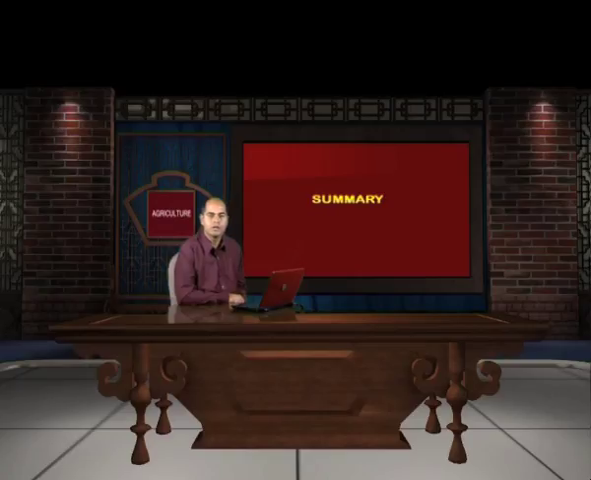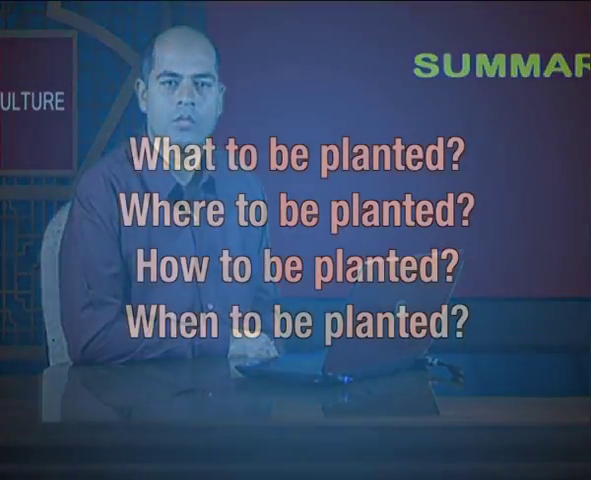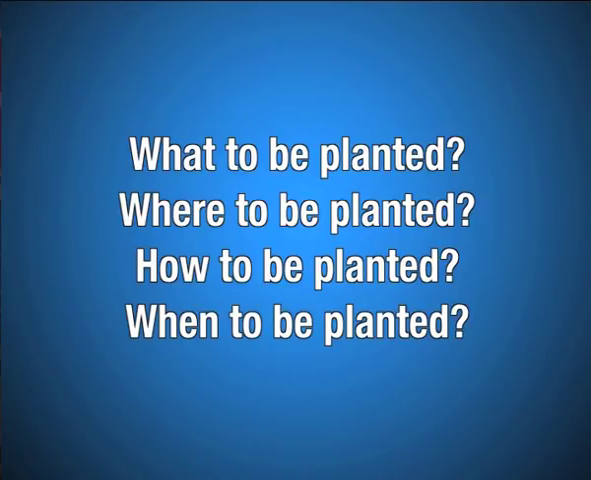Dear viewers, today we have discussed the establishment of an orchard, selection of site and systems of planting. As you all know, establishment of an orchard is a long-term investment and requires meticulous planning about what to be planted, where to be planted, how to be planted and when to be planted. While establishing an orchard, pre-planning about the pathways, the system of irrigation, the fencing and the windbreaks is very essential.